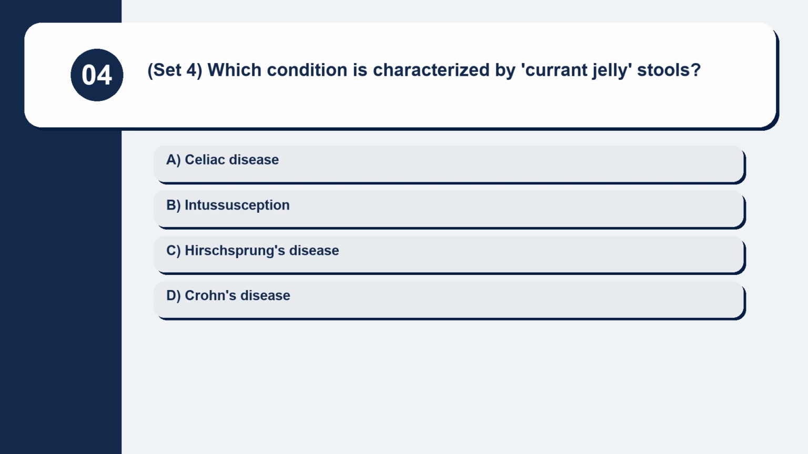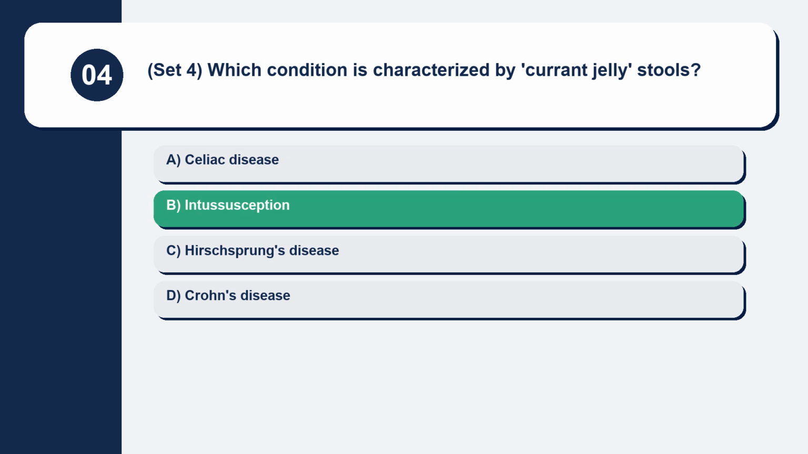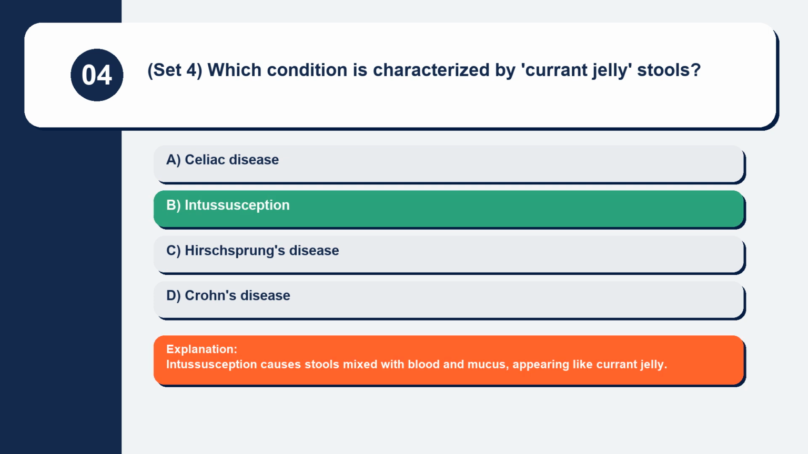Question 4, Set 4. Which condition is characterized by currant jelly stools? Celiac disease, intussusception, Hirschsprung's disease, Crohn's disease. Intussusception causes stools mixed with blood and mucus, appearing like currant jelly.